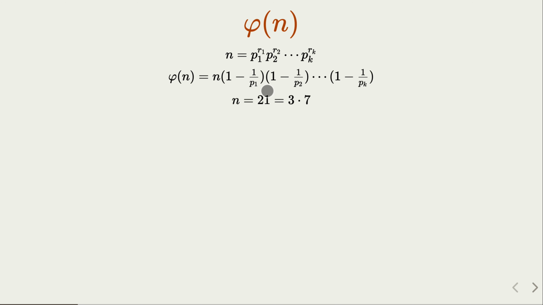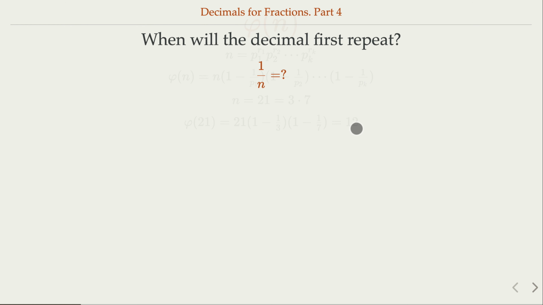Now for example, 21 is 3 times 7, so you plug in the numbers here, phi of 21 is going to be 12. Alright, so that's Euler's phi function, right? Now let's go back to the original question. When will the decimal first repeat?